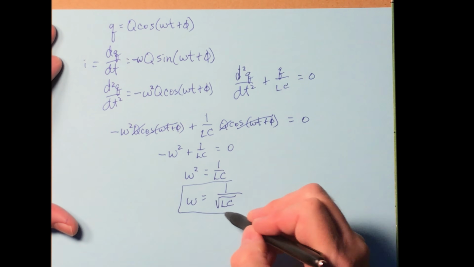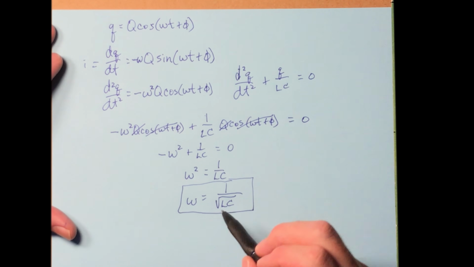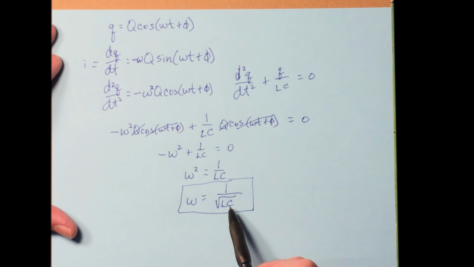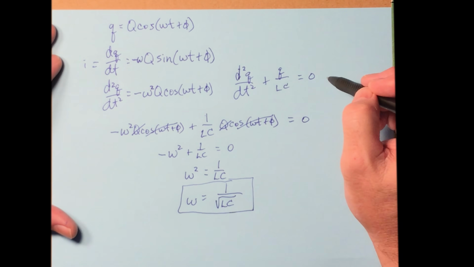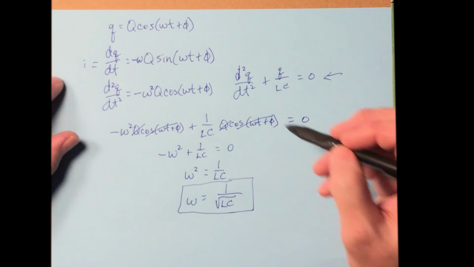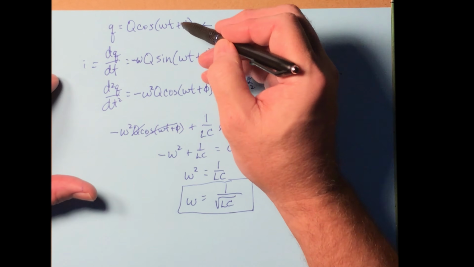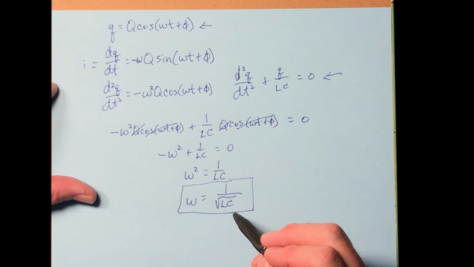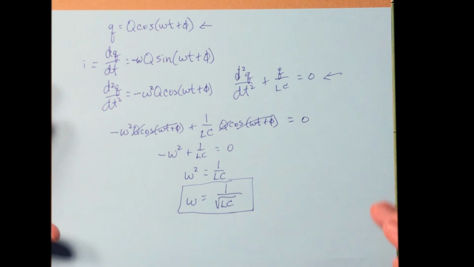Now, that doesn't look too surprising, but here's the point. If omega is equal to 1 over the square root of LC, then this is a true statement. And this is indeed a solution to our second order differential equation if this is the case. Now, what does all that mean?